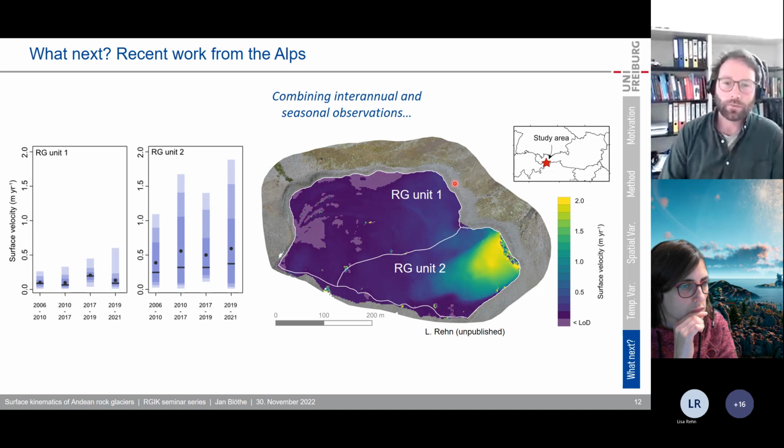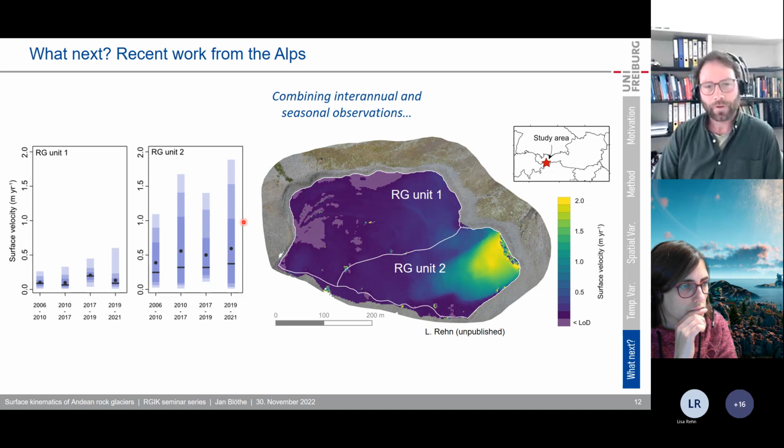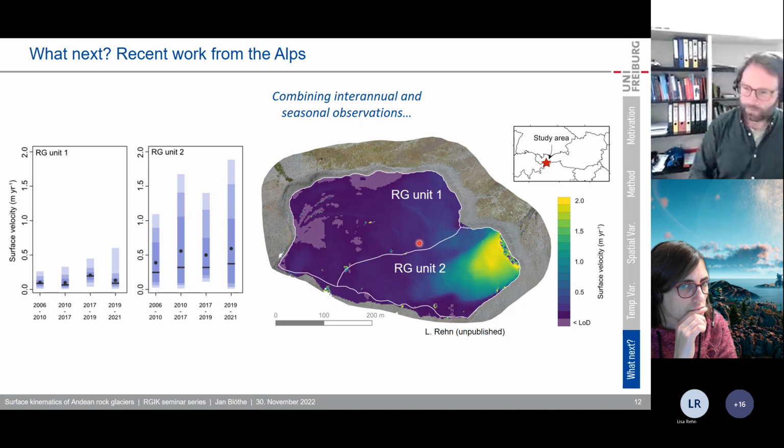This rock glacier system consists of 2 units, Unit 1 in the north and Unit 2 more to the southeastern side. And these are showing grossly different velocity behavior. You can see Unit 2 is much faster than Unit 1. And we also can see that Unit 2 over the last 20 years, it's just 16 years, shows some signs of acceleration, while for rock glacier Unit 1, the picture is not that clear.